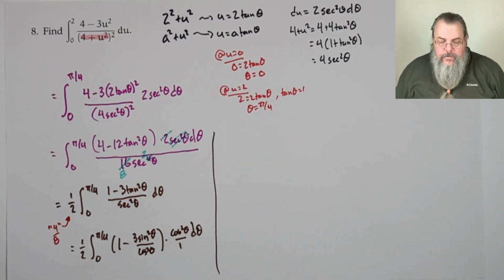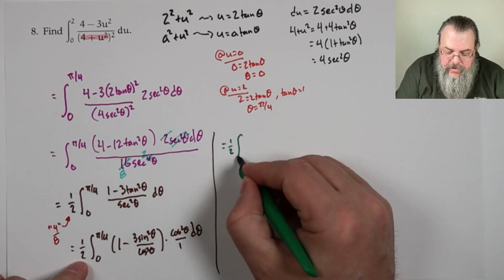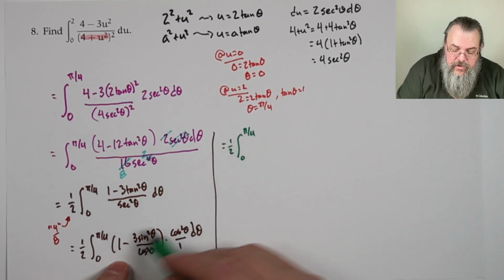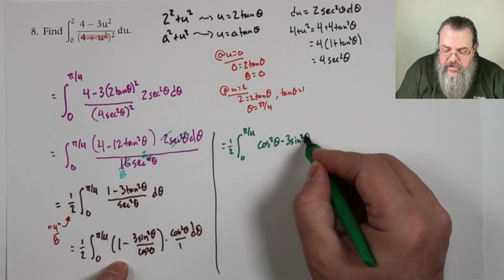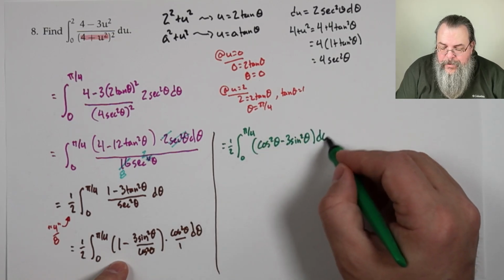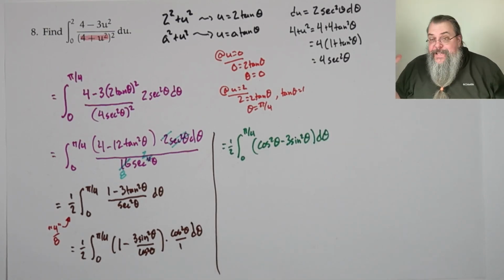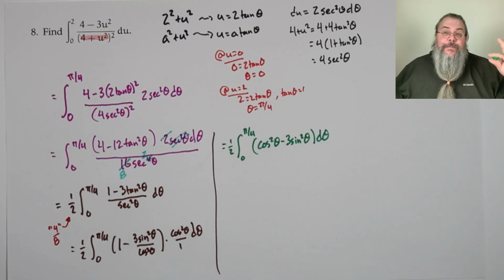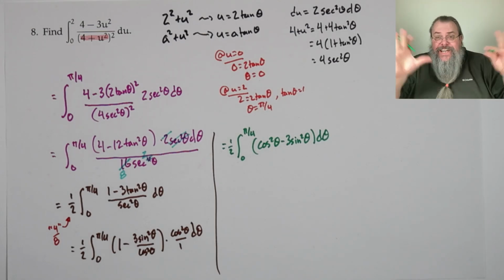And, well, okay, at this stage, we say, well, this is really 1/2 integral 0 to pi over 4, and we can distribute. So this is cosine squared minus 3 sine squared. Now, if we were in a nicer world, if this had been just cosine squared minus sine squared, we'd be really excited because then we're like, double angle! We've got a double angle! But we don't have that. But what can we do? We can do power reduction! We have a power reduction!